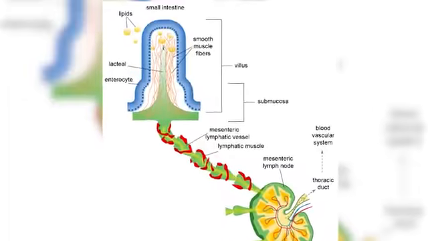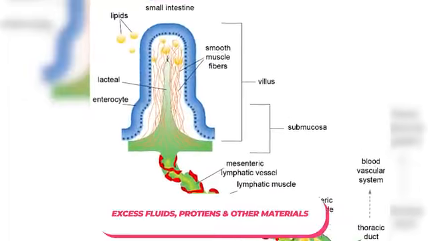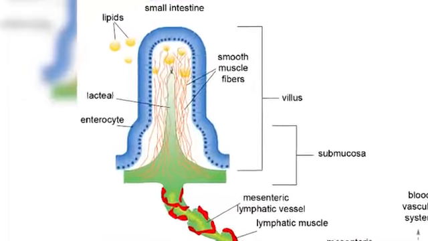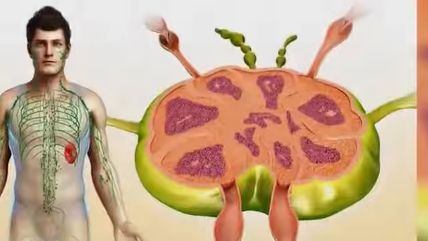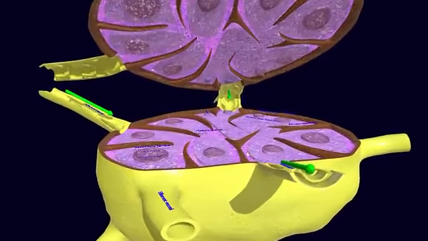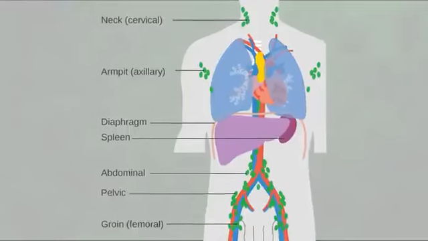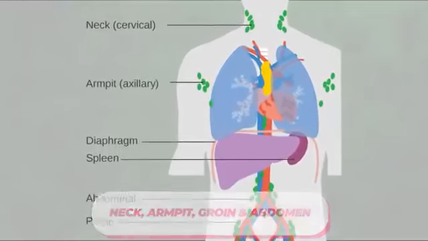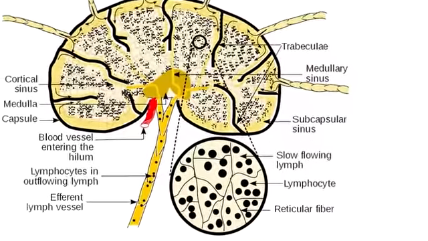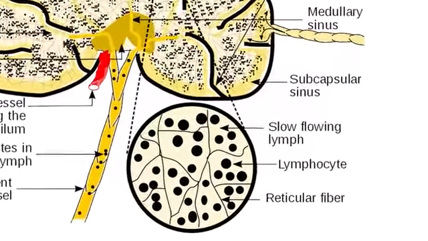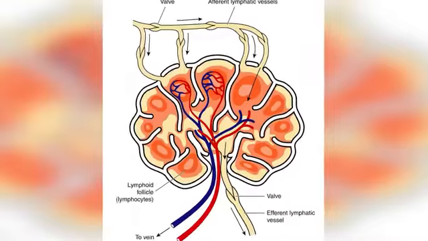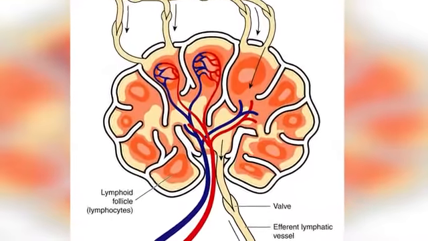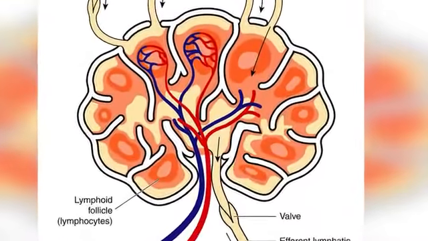The lymph vessels also pick up excess fluids, proteins, and other materials that leak out of the blood vessels and return them back to the bloodstream. Lymph nodes. The lymph nodes are small, bean-shaped structures located throughout the body, particularly in the neck, armpit, groin, and abdomen. They act as filters for the lymph, trapping any foreign substances such as bacteria or cancer cells. The immune cells in the lymph nodes then work to destroy these harmful substances. The lymph nodes also have a rich blood supply, which helps to nourish and support the immune cells.